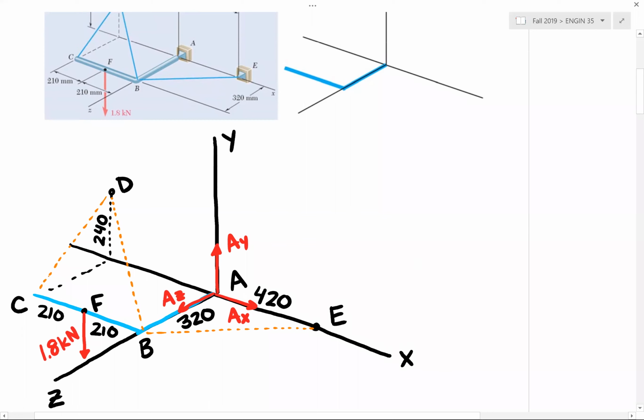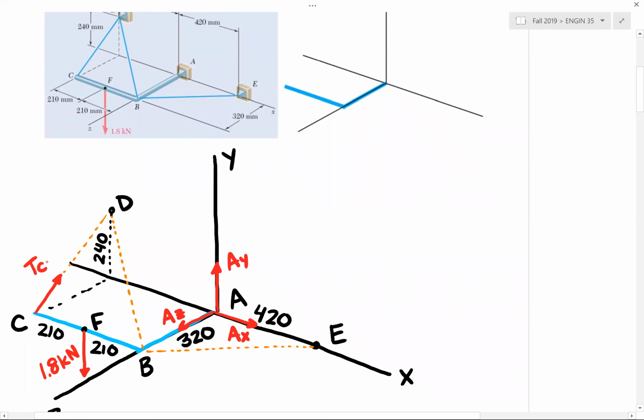We have 3 cables. Our free body is the L-shaped member ABC. So all of our forces have to originate on ABC, and our cables pull on the rigid body. So at CD, my tension is going to go from C to D, and we'll call that TCD. At B, my tension is pulling away, so we have TBD, and here we have our third cable, TBE.